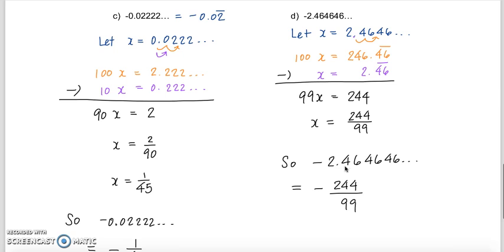which makes negative 2.464646 repeating equal to negative 244 divided by 99.